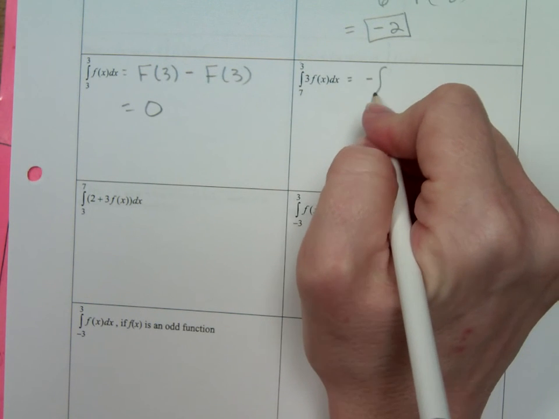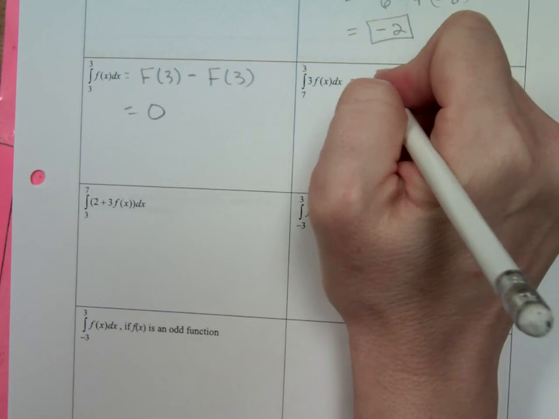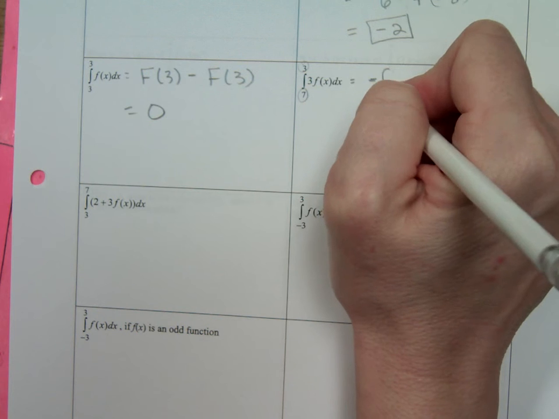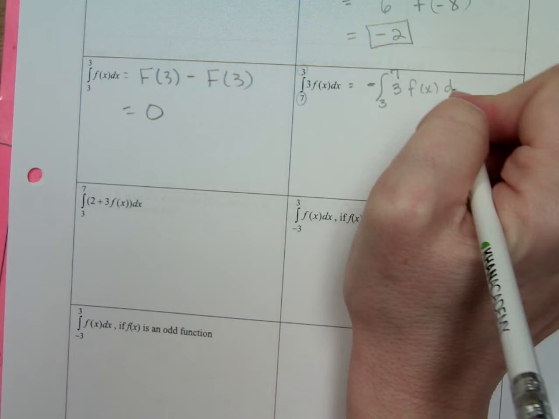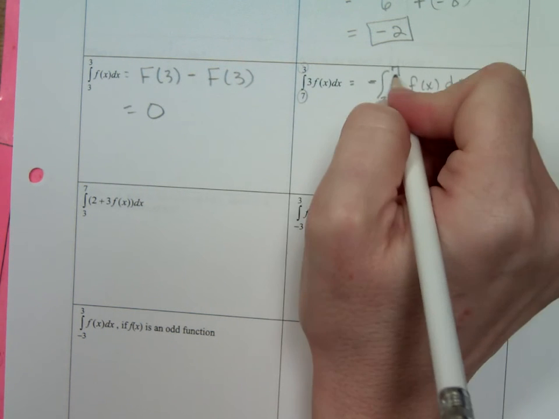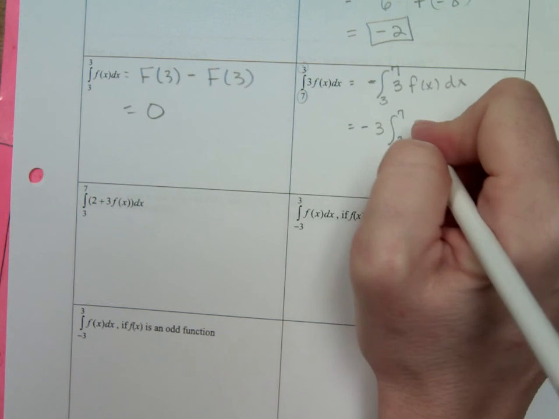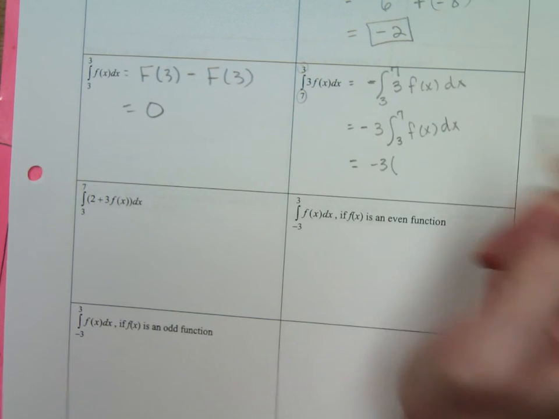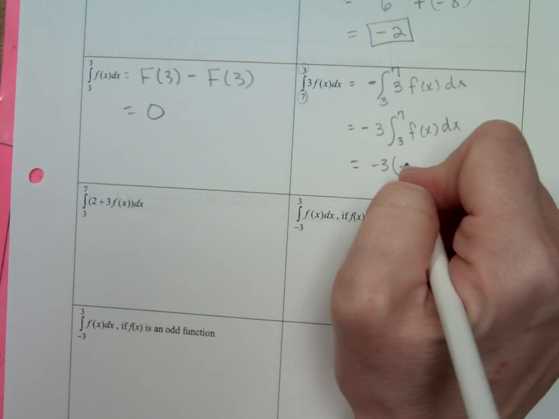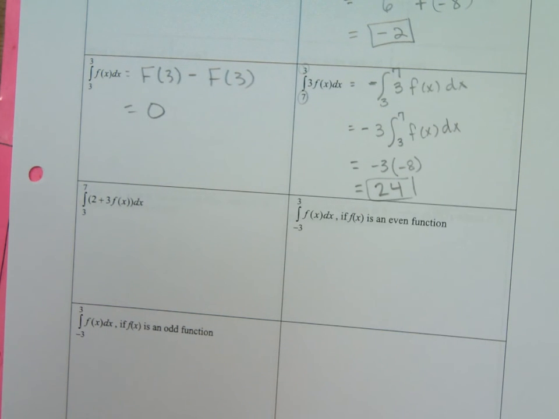Okay, let me do that in 2 different steps just for people who are having to watch. So first we've got to switch our endpoints here, 3 to 7, 3 f of x dx, and then we're going to take that 3 out. Negative 3 times the integral from 3 to 7 of f of x dx. And what is that? Negative 8. So I have negative 3 times negative 8, which is 24. All right.